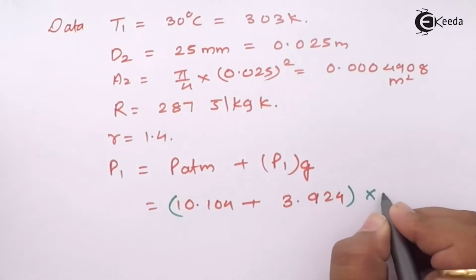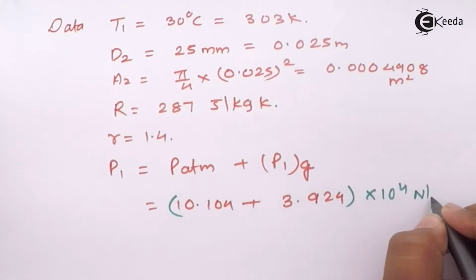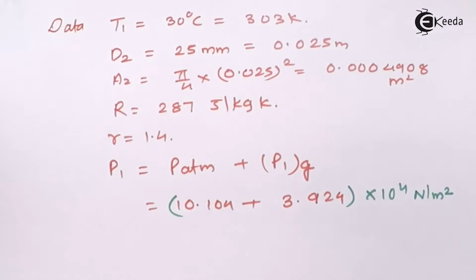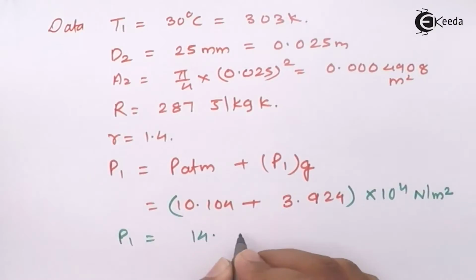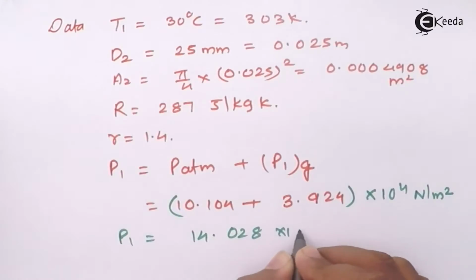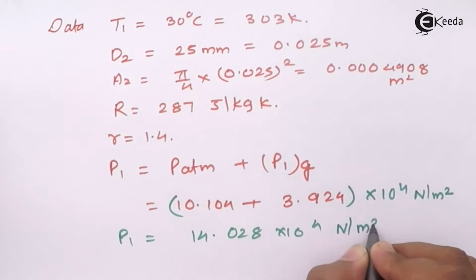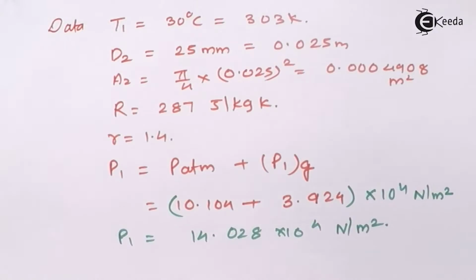So we'll multiply by 10 raised to 4. We'll convert this into Newton per meter square. So this value comes out to be P1 is equal to 14.028 into 10 to power 4 Newton per meter square. So we have calculated the value of P1. Now as this exits from that entire tank, the outlet is exposed to the atmosphere. Since it is exposed to the atmosphere, the only pressure which is acting on the fluid which is traveling through the nozzle is the atmospheric pressure.